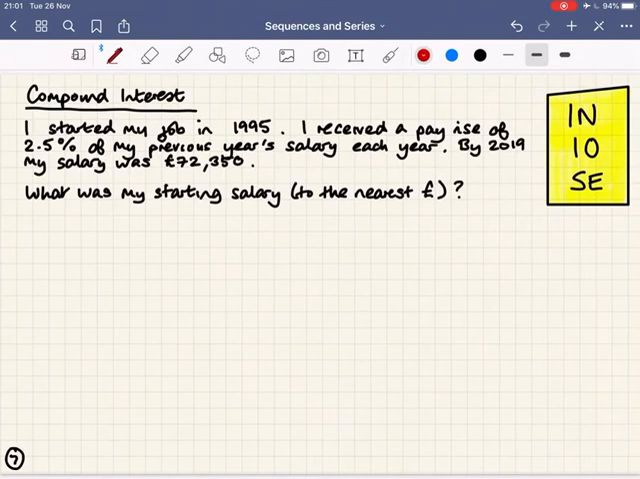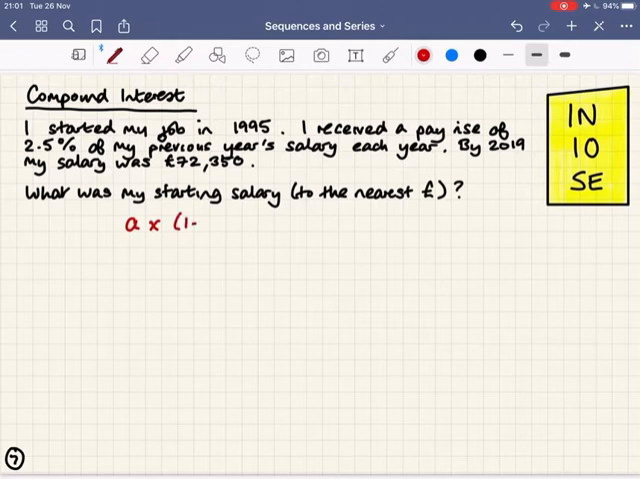Working backwards question. Started my job 1995, received a pay rise of 2.5% each year of my previous year's salary. By 2019, my salary was $72,350. What was my starting salary? So this is just about working backwards. A is my starting salary, and then I've had, well, between 95 and 2019, 24 pay rises.